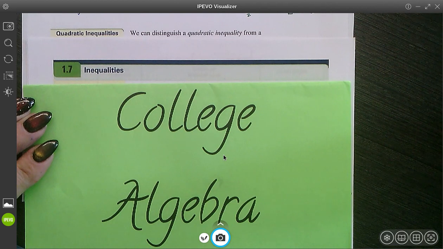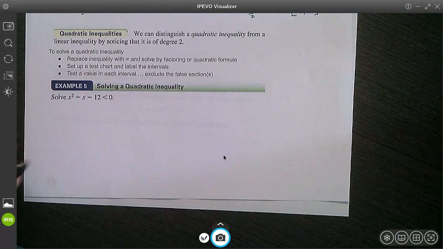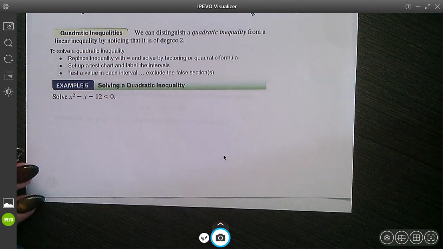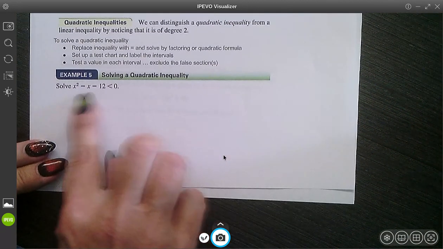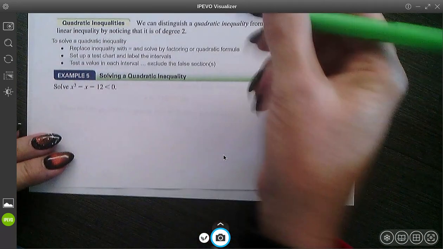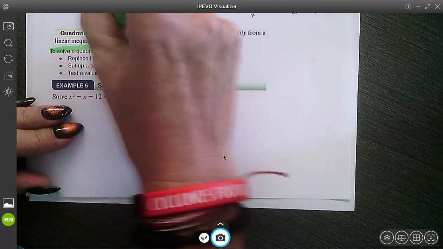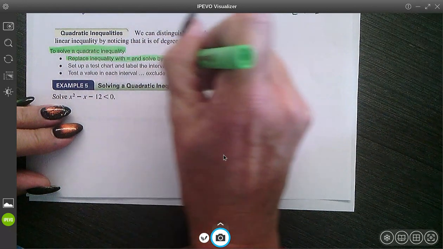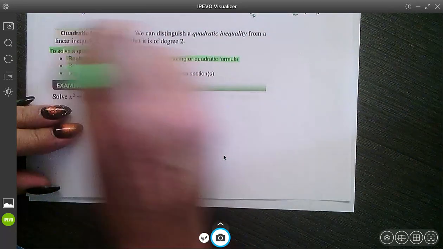1.7 continued is going to be about quadratic inequalities. We can tell a quadratic inequality from a linear inequality because it's going to have a degree of 2, so it's going to be squared like this one is. The way that we are going to solve a quadratic inequality is we're going to replace the inequality with an equal sign and then solve by factoring or quadratic formula.